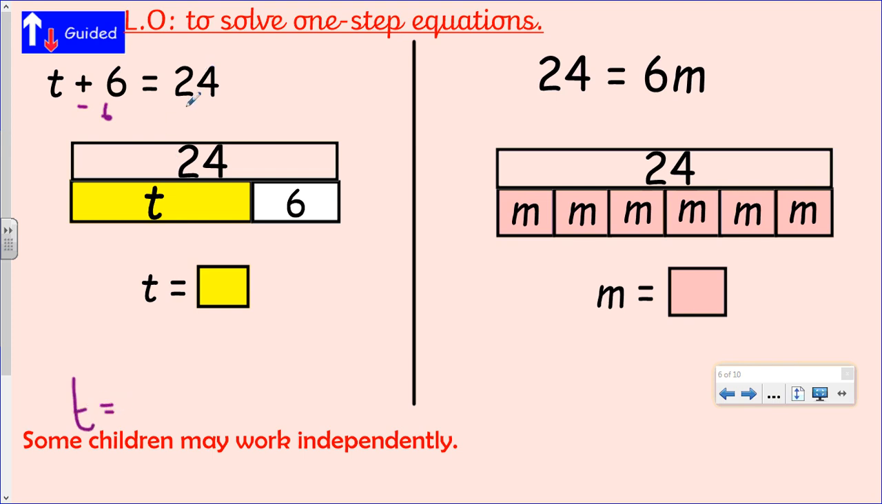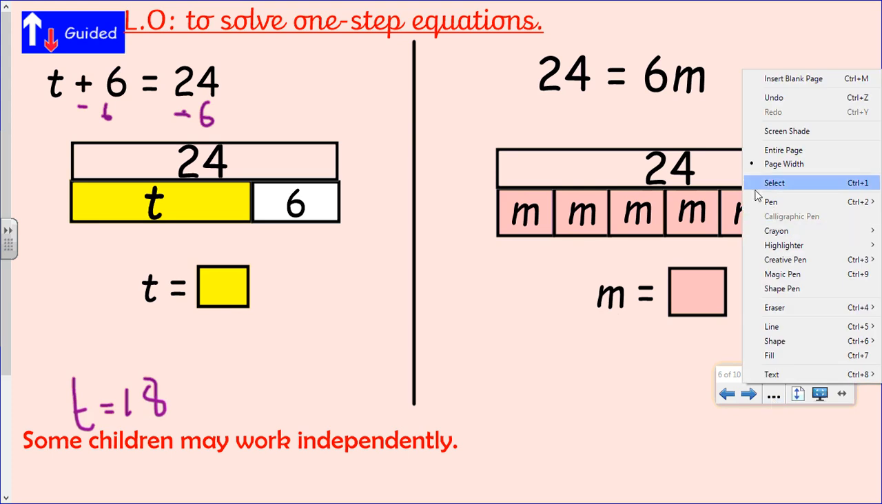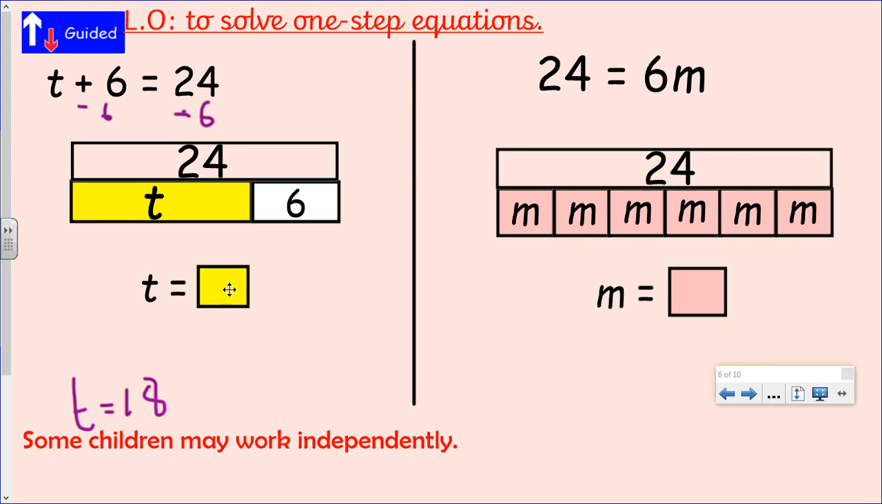And you have to take off 6 from this side. So 24 take away 6 would be 18. Hopefully you can see on here, if we do 24 take away the 6, that leaves us with T. So I'll just prove, hopefully, that I am correct. There we go. Okay, so T is 18. We'll just pop it up here as well so you can see: 18 add 6 is 24.